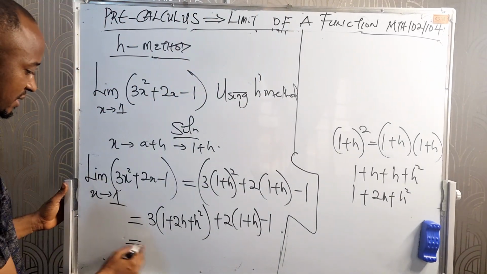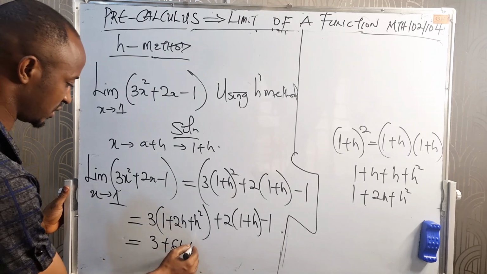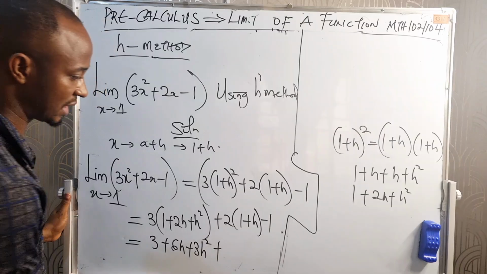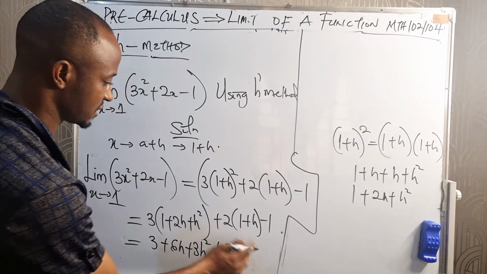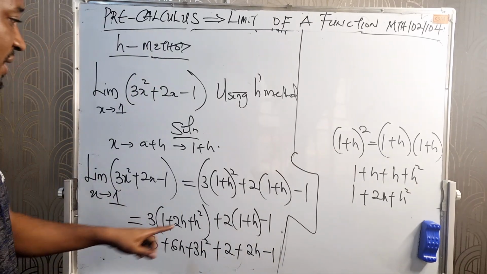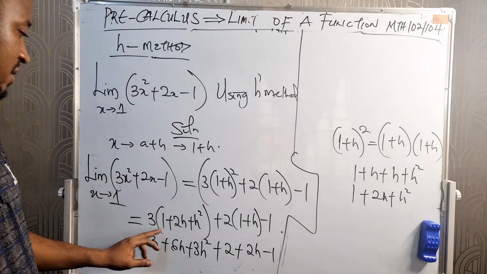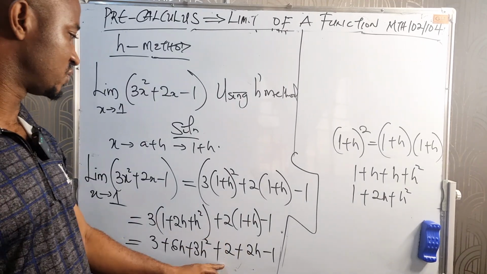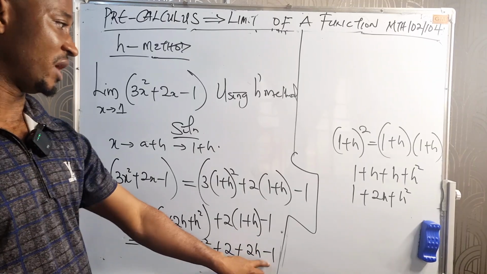So here I can expand this by saying 3 times 1 is 3 plus 6h plus 3h squared plus 2 times 1 will give us 2 plus 2h, right? Minus 1. Don't forget, we expanded. This is the original function. We expanded. 3 times 1 is 3. 3 times this is 6h. 3 times this is what? 3h squared. 2 times 1 is 2. 2 times h is 2h. Then we have minus 1 left.